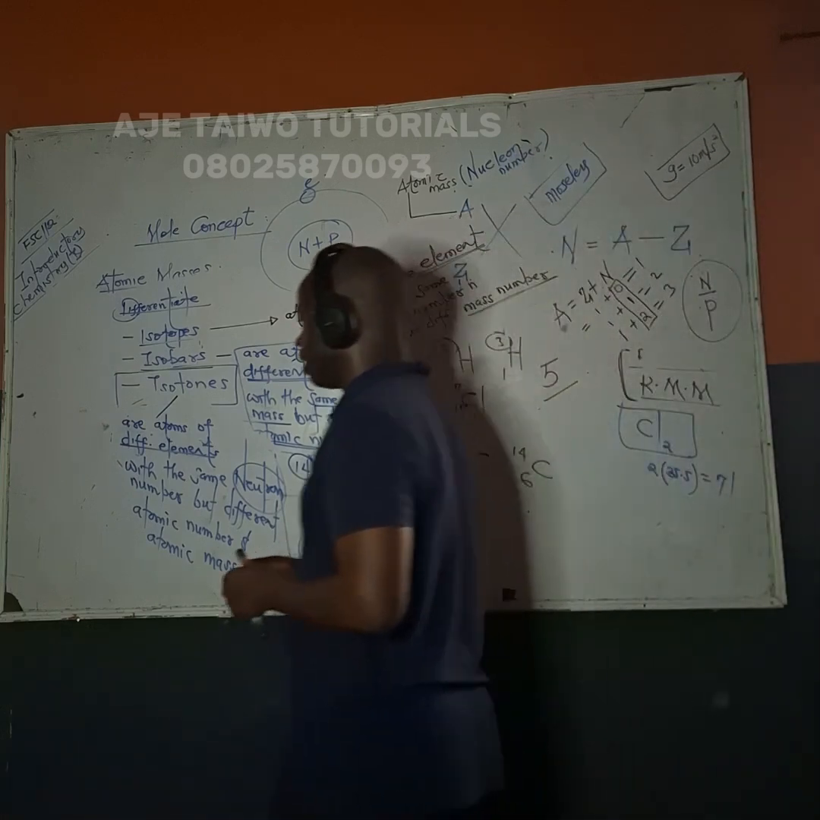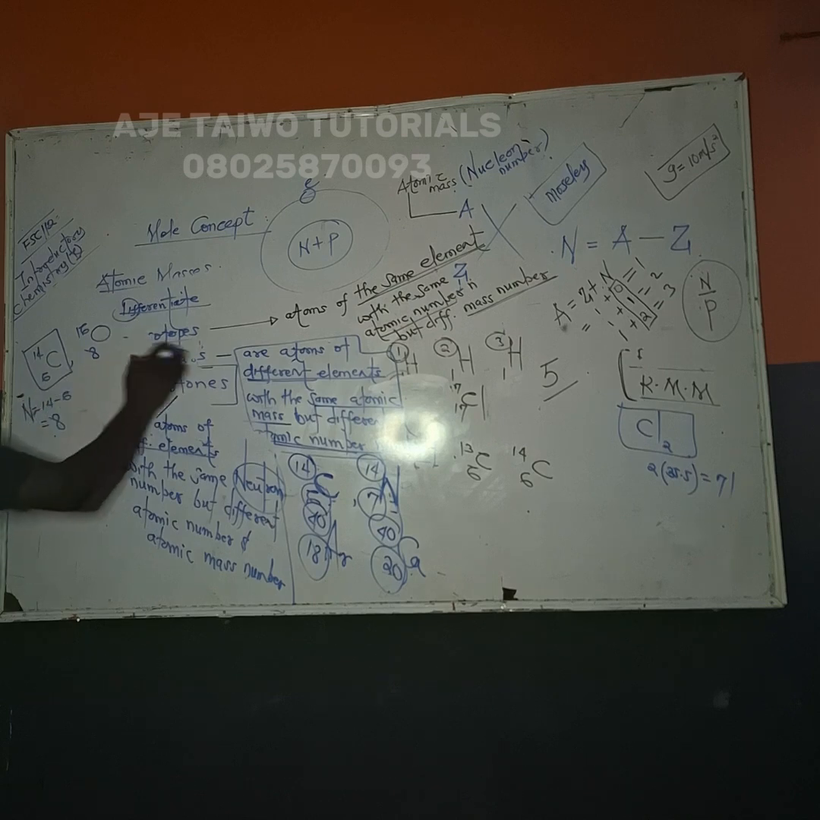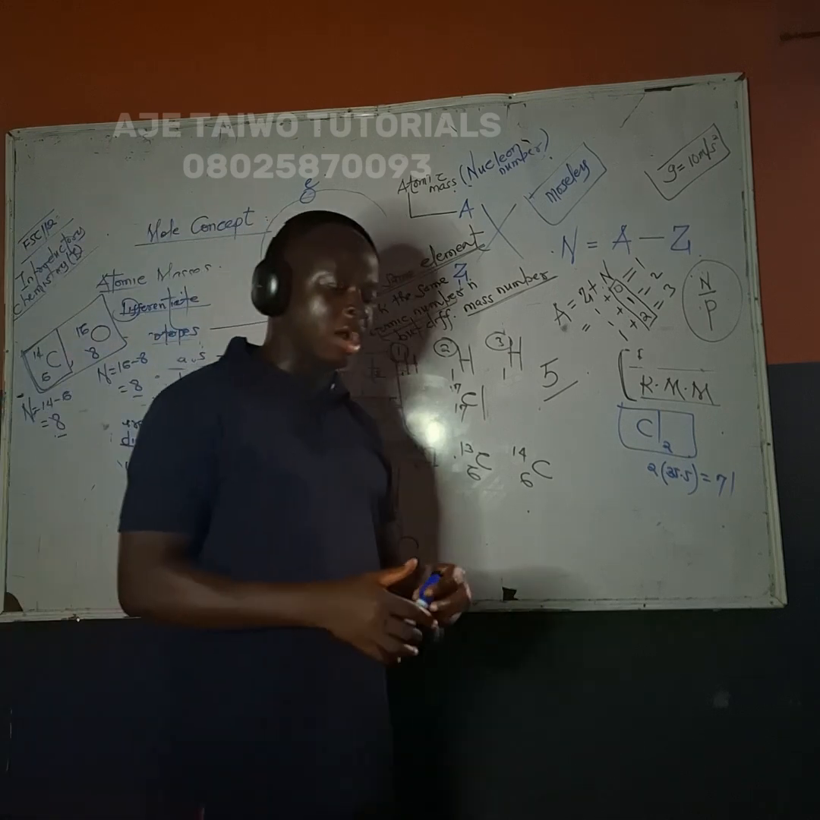Give me examples of elements that we can call isotones. Carbon 14 and oxygen 16, 8. The number of neutrons here is 14 minus 6, that's 8. The number of neutrons here also is 16 minus 8, that's 8. We call these isotones. What are they called, class? Isotones.